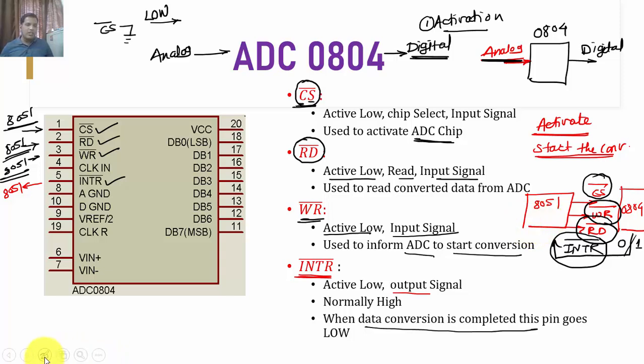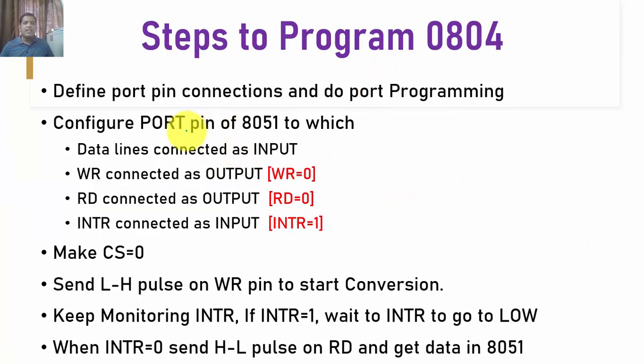In the programming sequence, later on we are again going to discuss the steps. First we have to configure the pin, then the WR bar pin, then wait for the response of the INTR pin, and at last we deal with the RD bar pin. In this way we perform the programming for 0804, right? Now these are the steps.